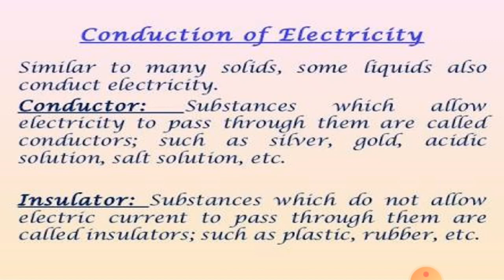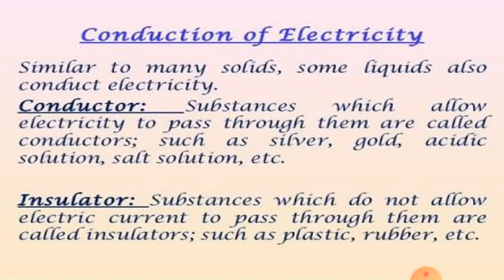And these are the examples. The second category is insulator. Insulators are the materials which do not allow the electric current to flow through them. For example, distilled water, plastic, and wood are all insulators.